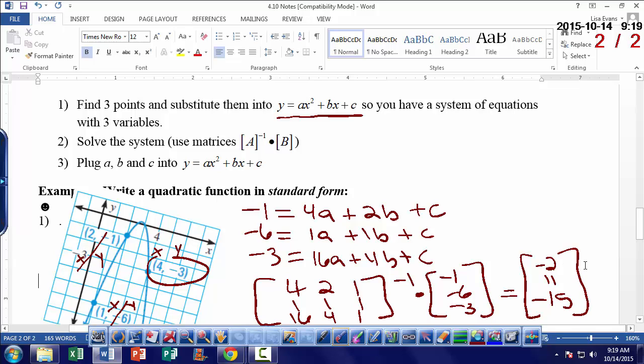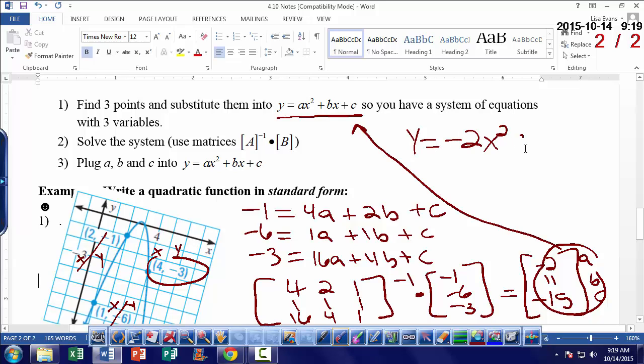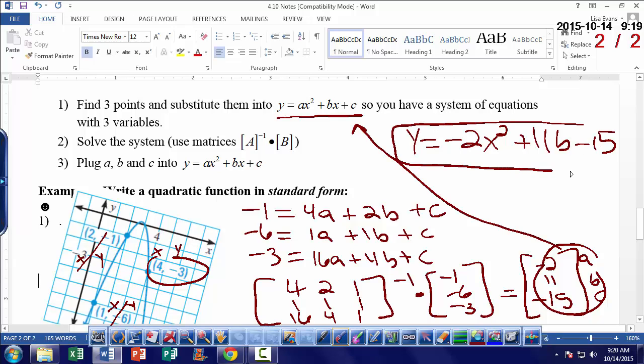So what did you just find? You found a, b, and c. Now we're going to plug our a, b, and c back into our standard form. So my answer is going to be y equals negative 2x squared plus 11x minus 15. Done. So it's a lot of work, okay, but it's not hard work. You just have to be very careful you don't mess up any signs.